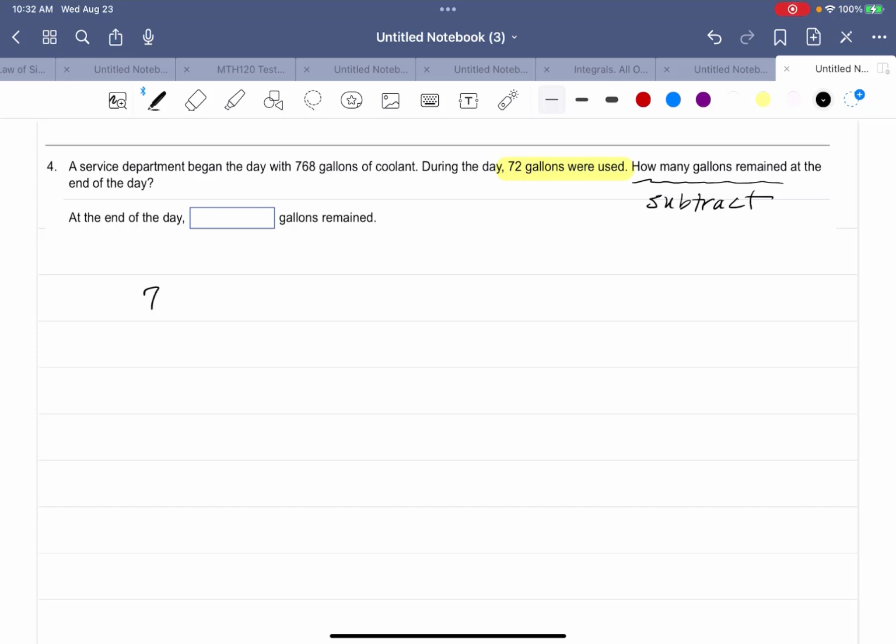So we'll do 768 subtract 72. Using my calculator, I get 696 gallons remain.